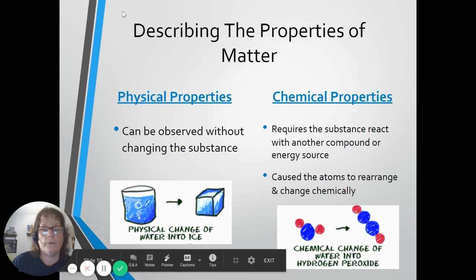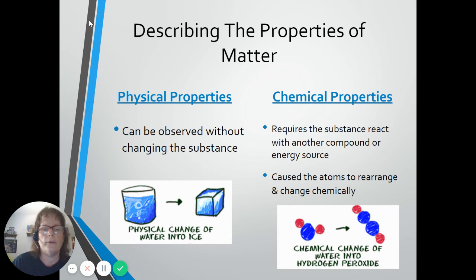All right, describing the properties of matter. Physical properties versus chemical properties. If it's a physical property, it means you can observe it without changing the actual chemical composition of the matter that you're working with. So you're not changing it at all. Physical change, like when you change the phases, you go from solid to liquid. If you're working with water, solid water is water. You change it to liquid water, it's still water. If you turn it into a gas, it's still water. It doesn't change it into something else.